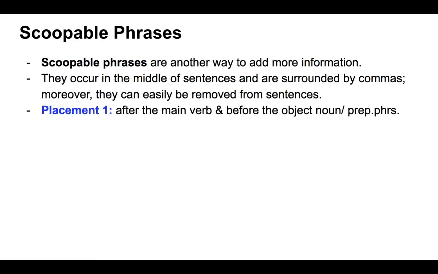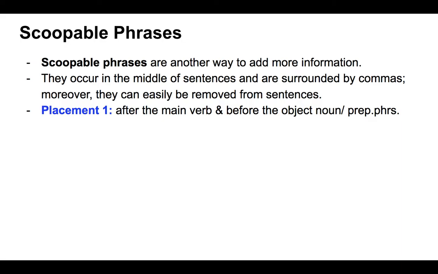Okay, so there are two different places where we can normally find scoopable phrases in a sentence. Placement one: they come directly after the main verb and before the object noun or the prepositional phrase that comes at the end of our sentence. In a simple sentence, the structure is subject noun, then the main verb, and then if you have a complement after the verb, like a noun that is an object or a prepositional phrase, that's going to come after our main verb.